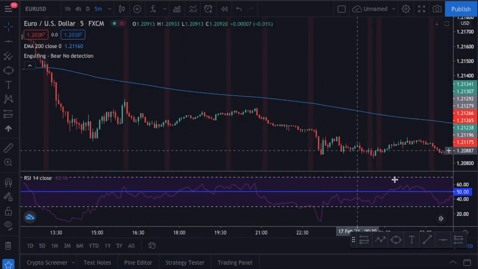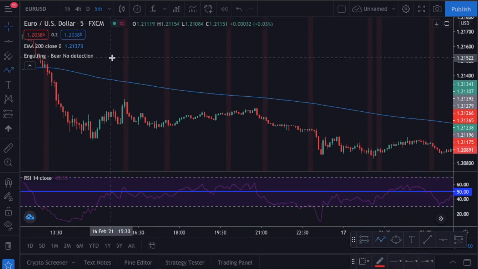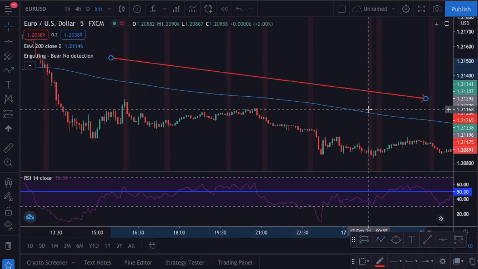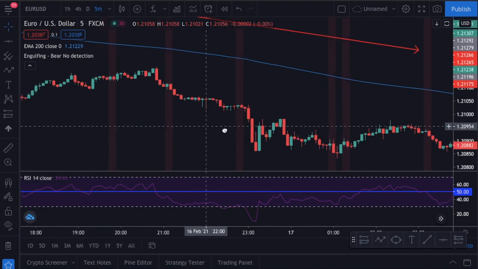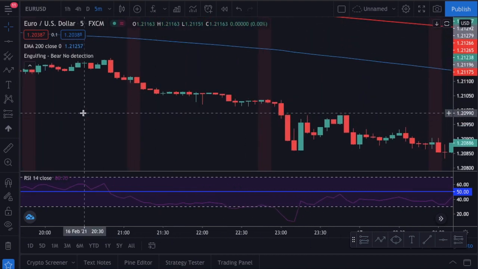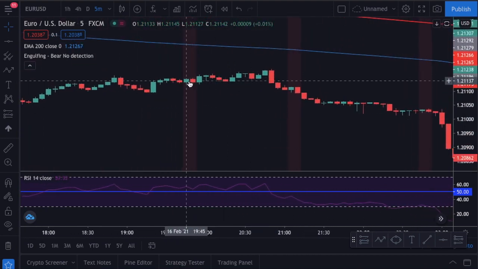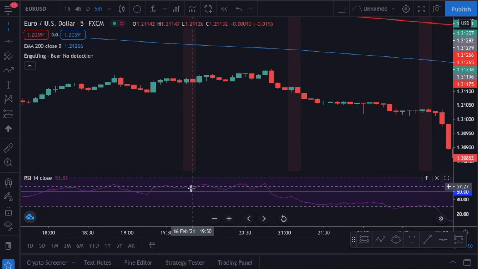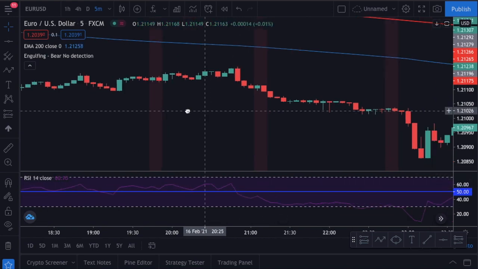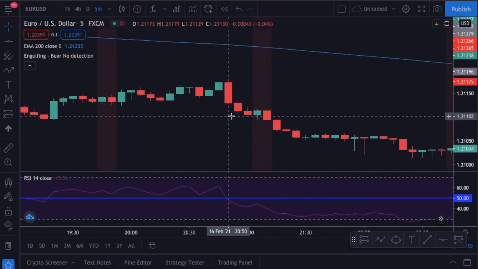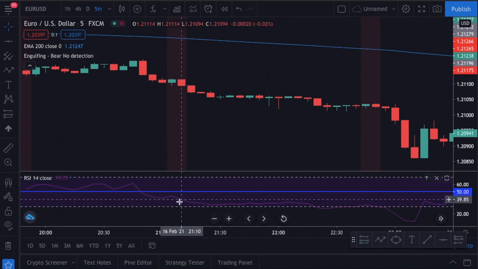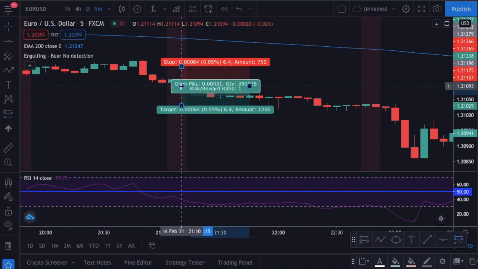Let me show you an example. You can see a clear downtrend here, and the price is below the EMA, so we will look for short entries. You can see that an engulfing pattern has occurred here, but we will not open a position here because RSI is higher than 50, so we will skip the first possible entry. And we have another entry signal, but this time, RSI is below 50. So this one is good to go.